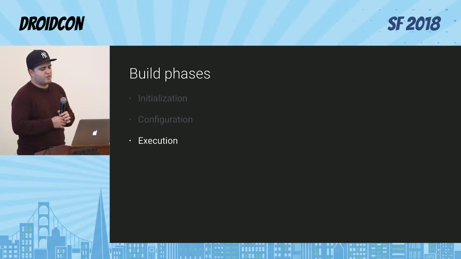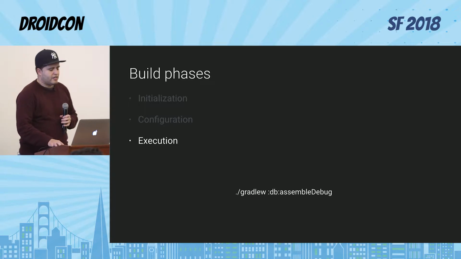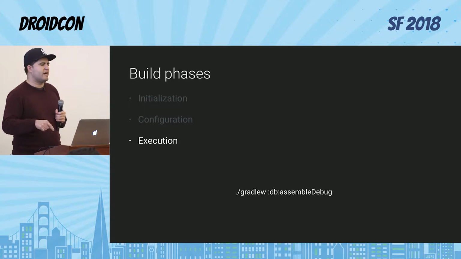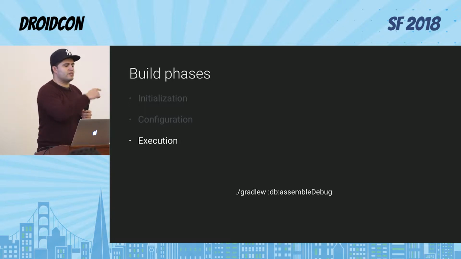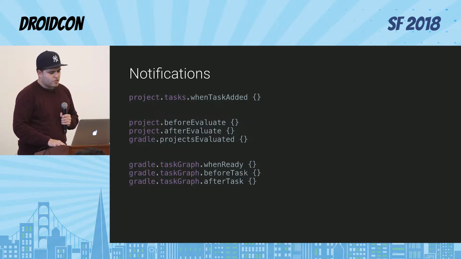Execution's easy. Once you have the graph interconnected, you look at what was typed on the command line, and then you can walk the graph backwards. Basically, in order to do assemble debug, I have to do this, and in order to do that, I have to do this. And then you go all the way to the very start of the graph and walk it, satisfying it, executing whatever you need to do. So that's great on a high level.